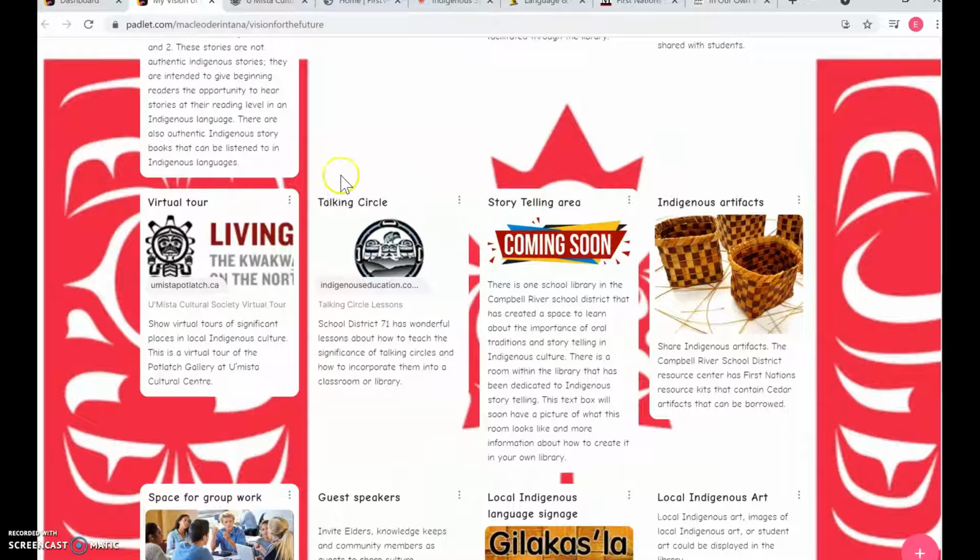Talking circles are another way to incorporate Indigenous culture and content into the library learning commons. This is a website from School District 71 that has lessons about how to teach the significance of talking circles. There is a school in the Campbell River School District that already has a storytelling area. This is another idea that I'd like to get more information on for the library learning commons.